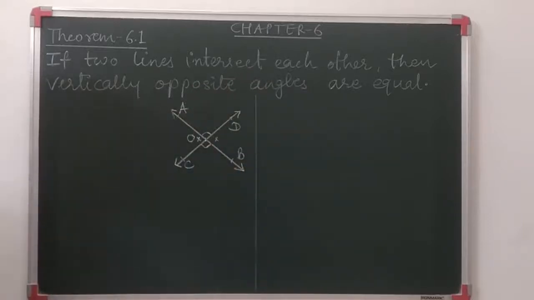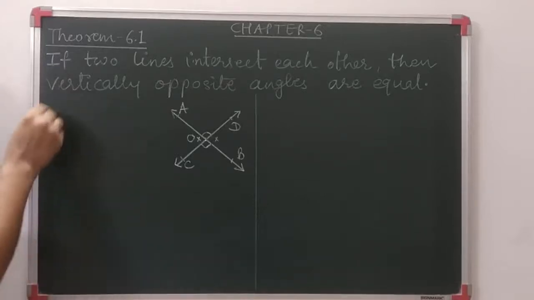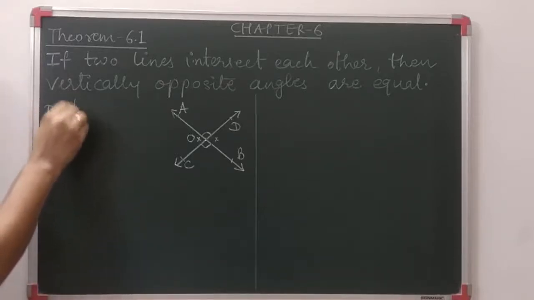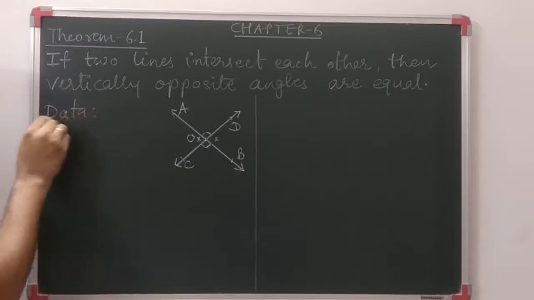So let's see, we should always remember a theorem has three parts. One is data, or we can say given. Second, what we have to prove, and the third, proof. So let's first note down the data. Data, that means the information which is given.